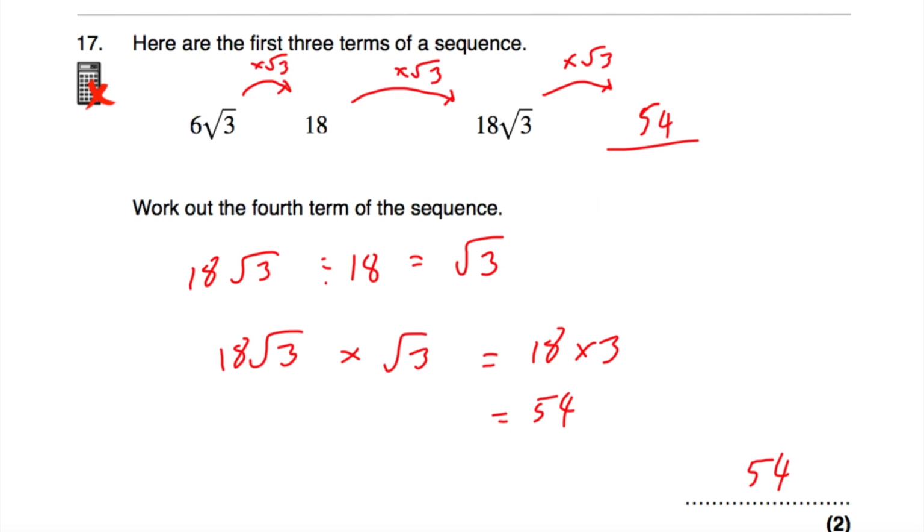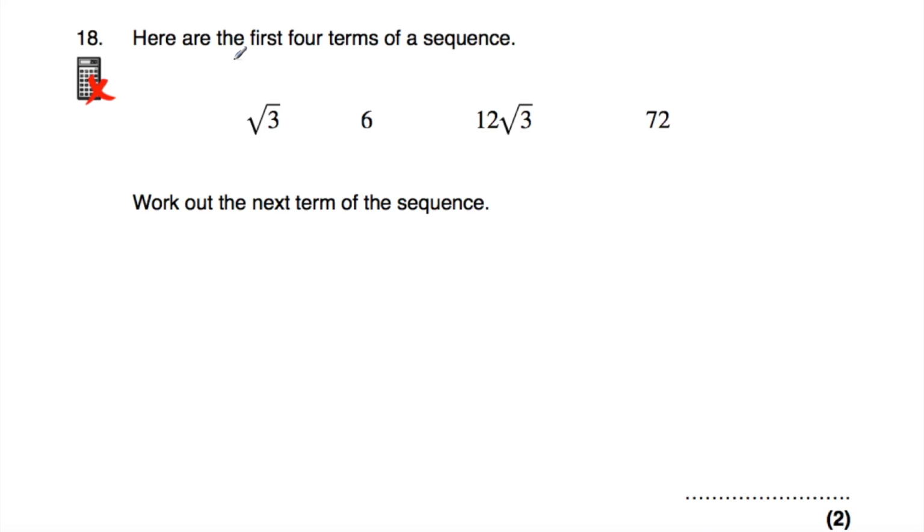Okay, let's look at our next question, question number 18. Again we've got some surds, and we've been asked to find the next term in the sequence. So we've got root 3, 6, 12 root 3, and then 72. Again, I'm going to divide a term by the previous term. I could do 6 divided by root 3, but I think it'd be much easier to do 12 root 3 divided by 6. I just want to divide by that whole number. So I'm going to divide the third term by the second term. So 12 root 3 divided by 6.